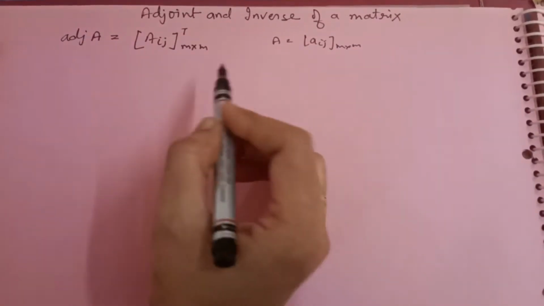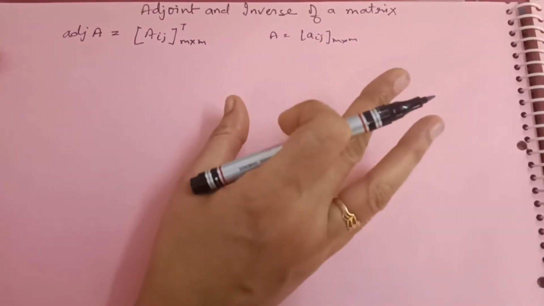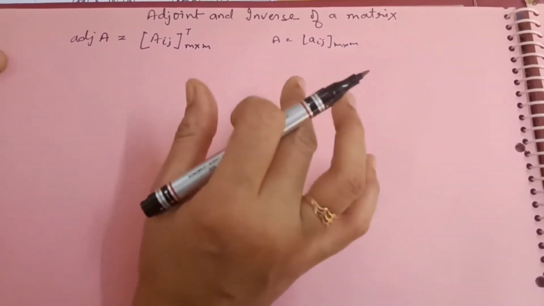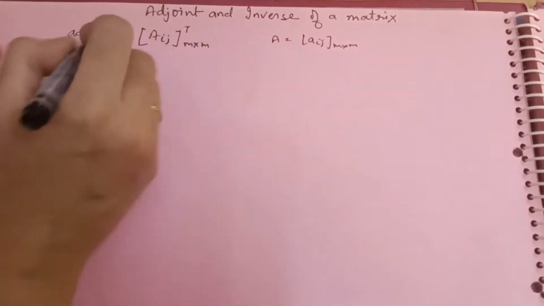Students, already in the previous video I have explained to you about the cofactors of the elements of a square matrix. Now we are going to study the adjoint of a square matrix.